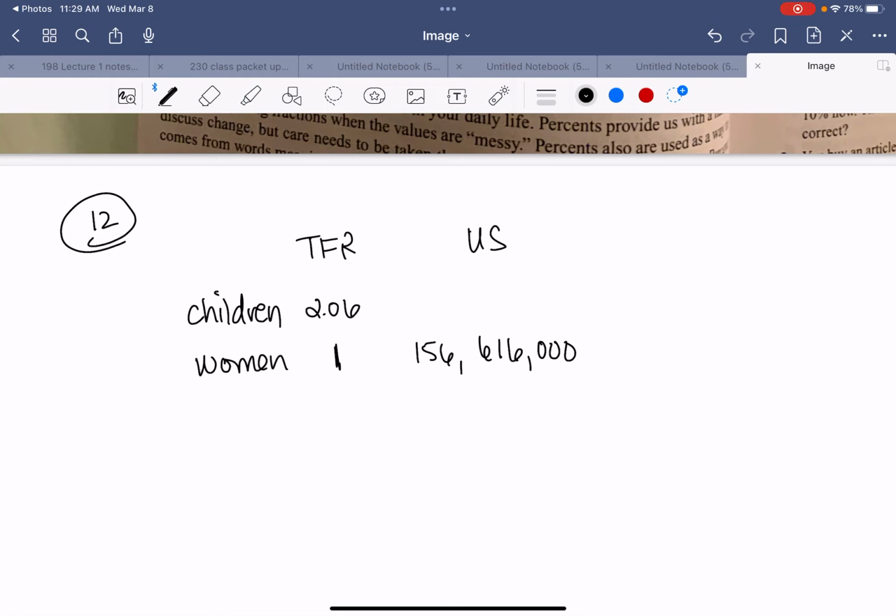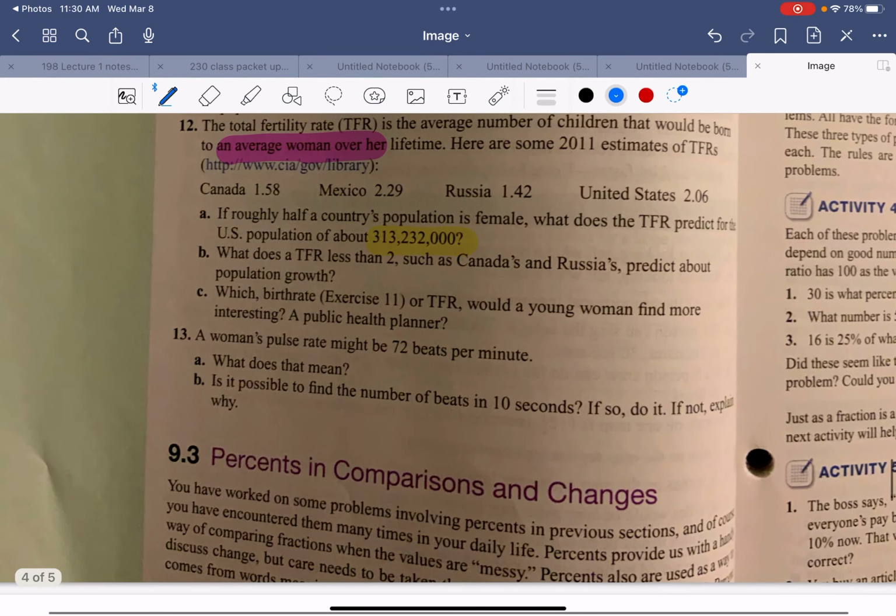And so then what the TFR is going to predict for you is this value right here. Okay. And so that's what it's going to predict. So you can go ahead and figure that out using one of your strategies. Likely, I would put in my fraction bars and equal sign and go cross multiplication, but that one's up to you. And the other two questions are going to be similar.